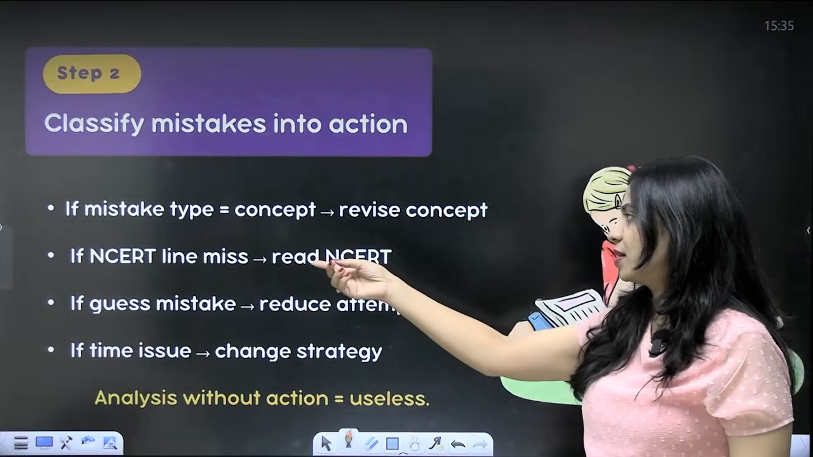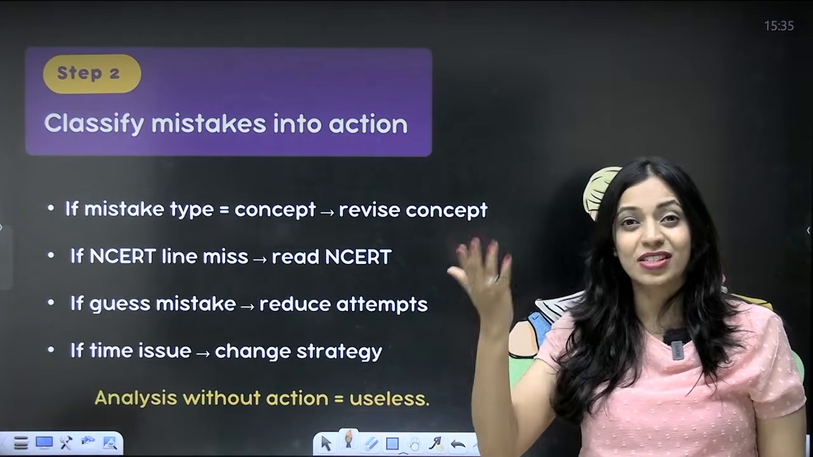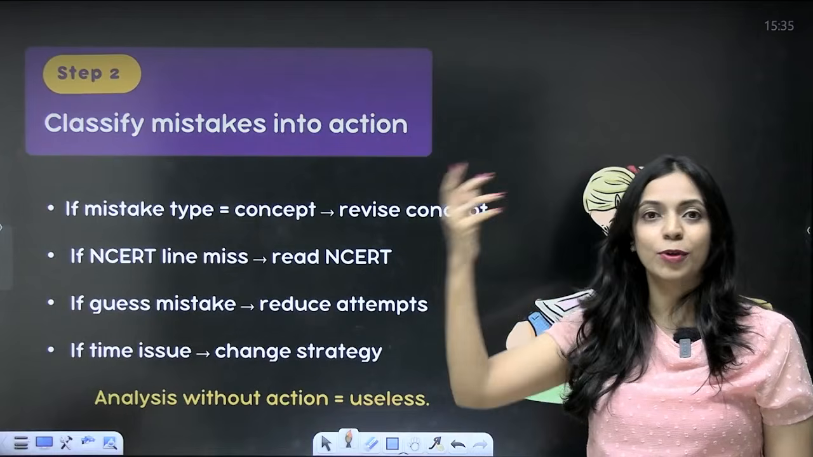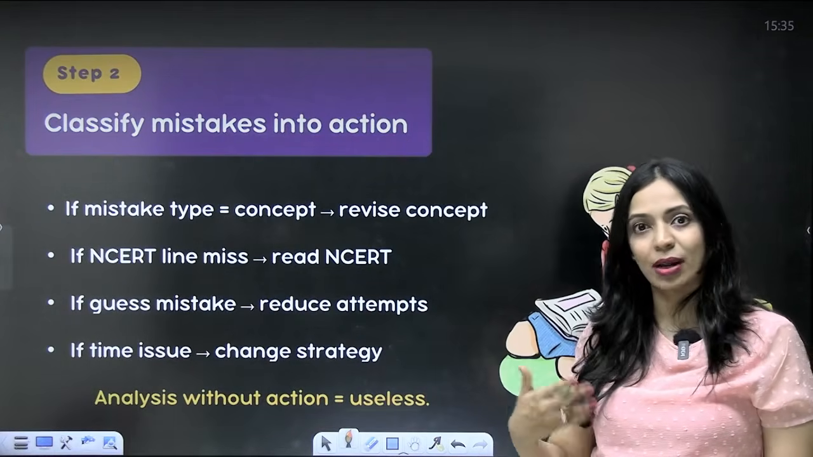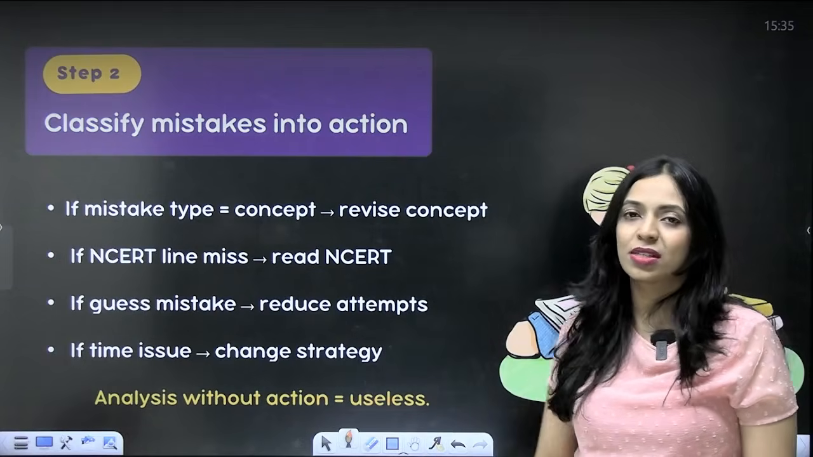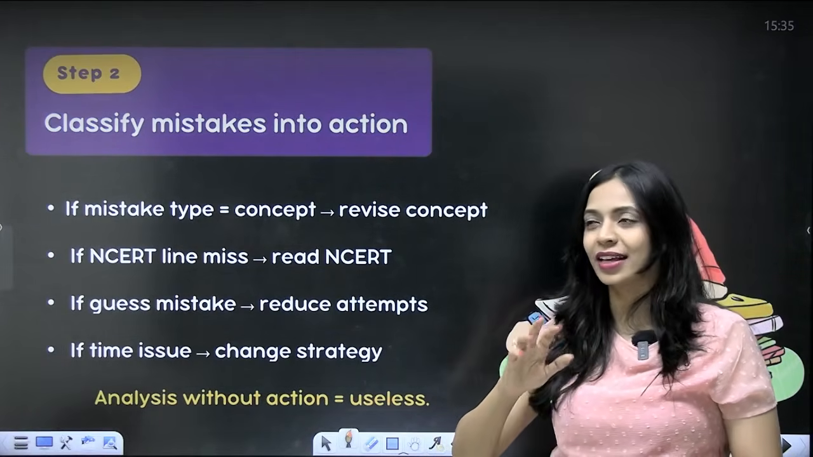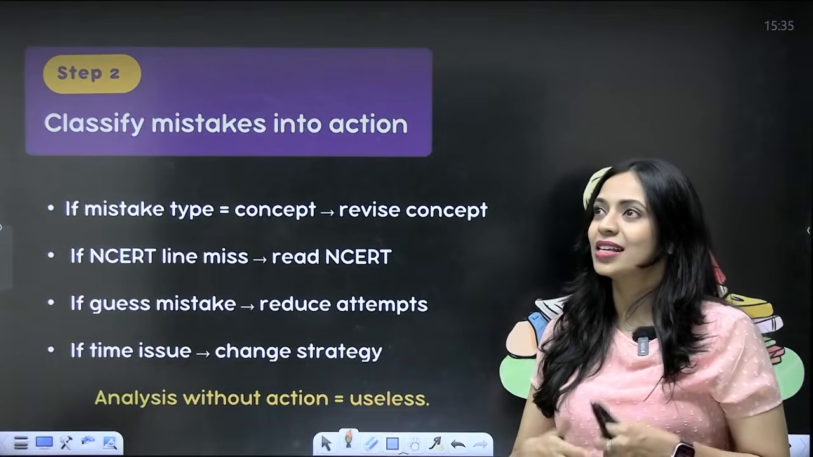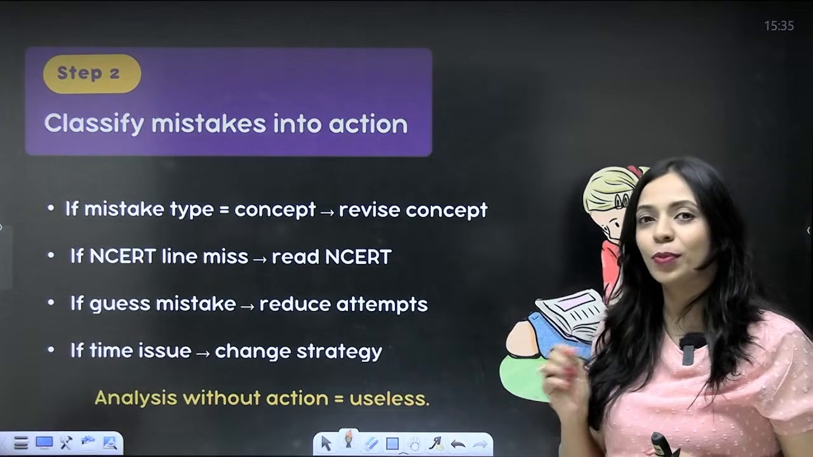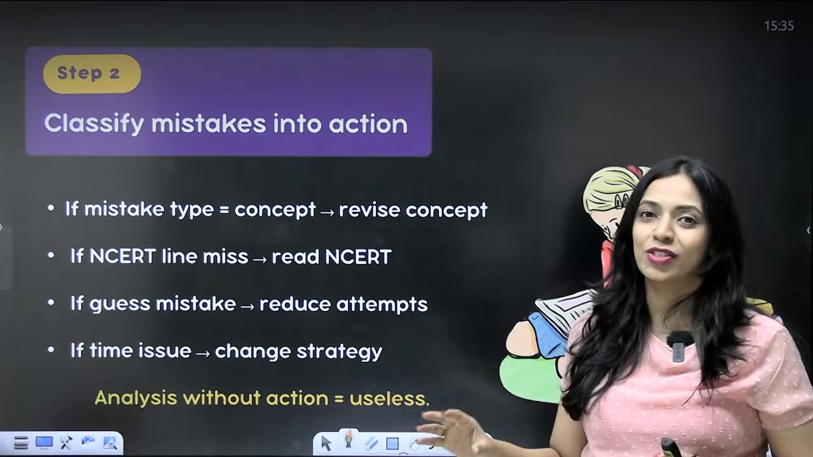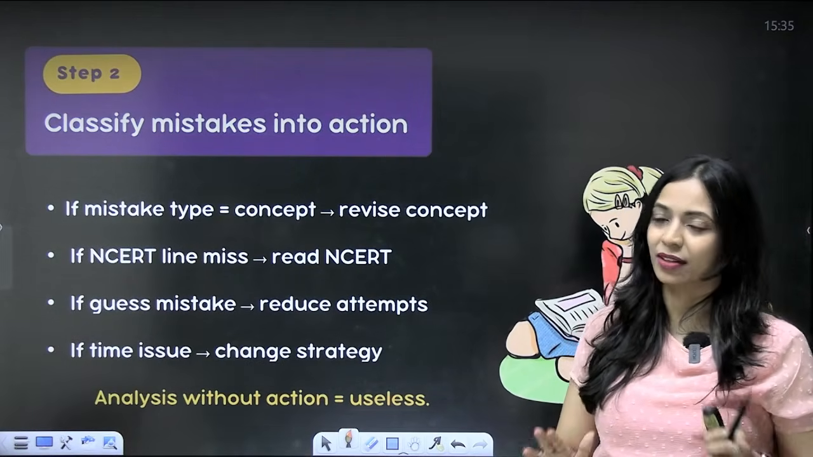Then if it is a line directly from NCERT, but you seem to have skipped it, it has slipped your mind, you don't remember it at that time, you have to read NCERT more number of times. If it is a guessing mistake, then please, if your guesses are not landing, if your guessing accuracy is less than like 50% or something, then I think you should stop guessing. Don't play with the guessing questions, and unless you know the answer perfectly well, don't attempt it, okay?